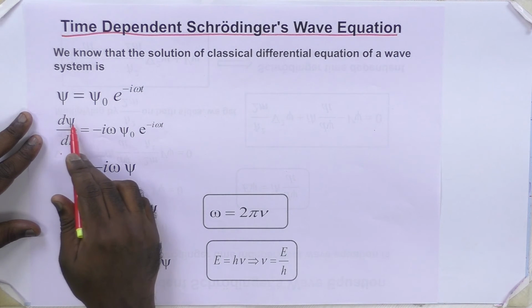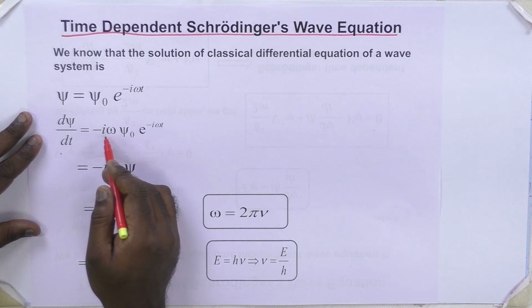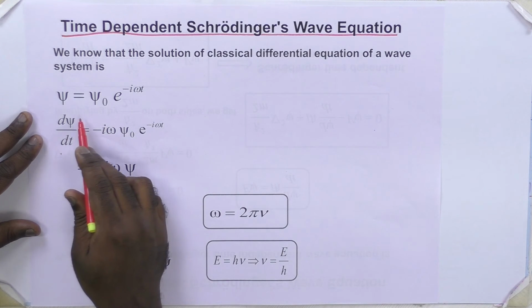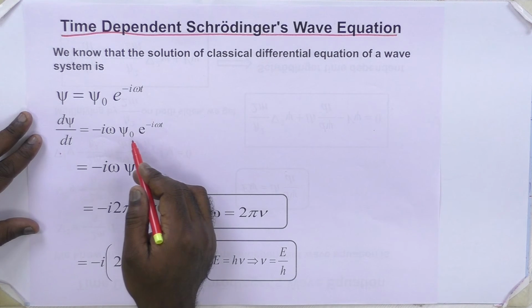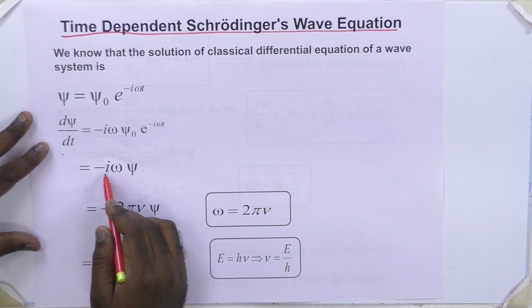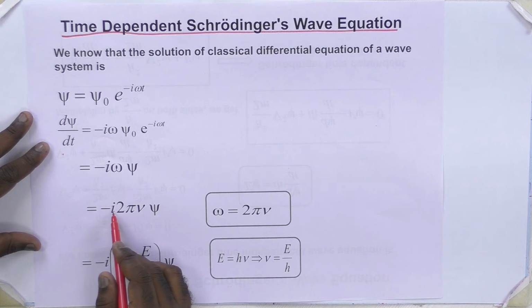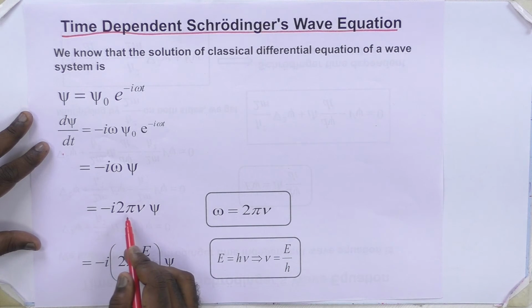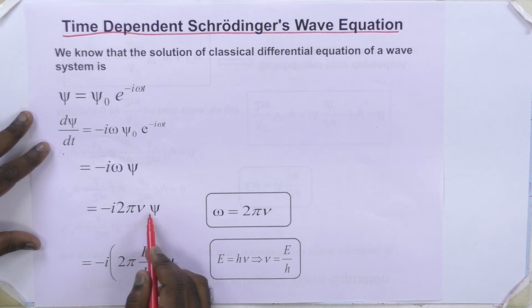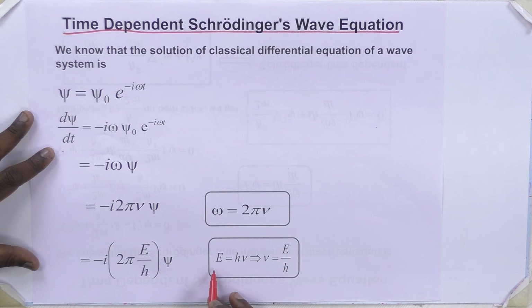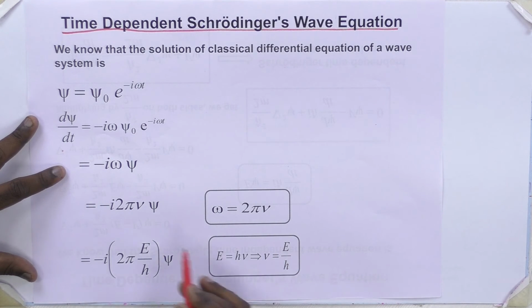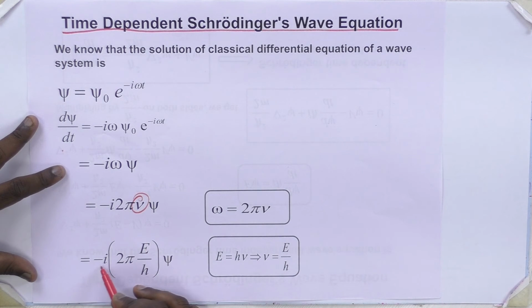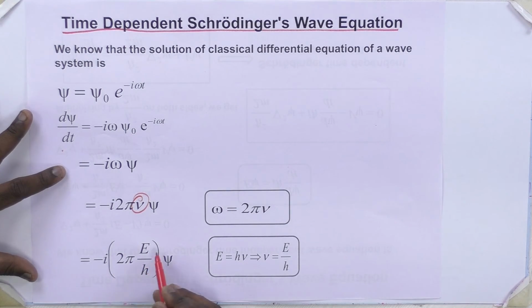d psi by dt is equal to, differentiating this wave equation with respect to time, you will get minus i omega psi naught into, so this will give minus i omega psi. So this will give minus i 2 pi nu into psi, since omega is nothing but 2 pi nu. Here we are introducing E is equal to h nu, from here nu is equal to E by h, so that value you are substituting here: minus i 2 pi into E by h into psi.